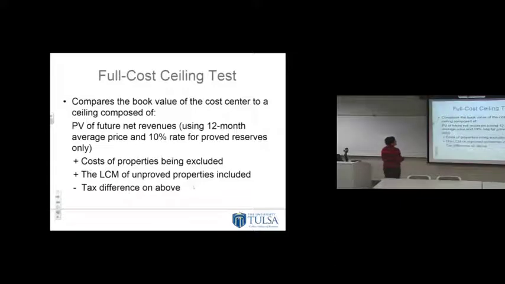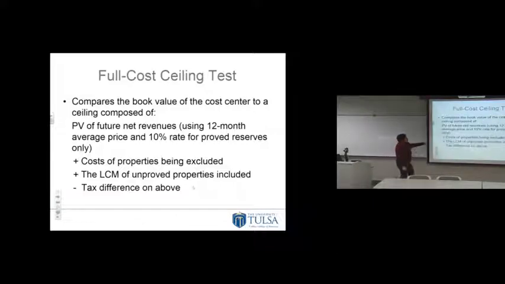So I've got to use that average price, and I cannot forecast any changes to that price. So when I get my future net revenues, I have to assume that average price that for this year is going to stay in effect forever. And I have to use a 10% discount rate. In today's world, 10% is kind of high. And I can only use proved reserves. Here, you cannot use any probable reserves, and I kind of had a choice to use that under successful efforts. I cannot include probable reserves here, so it's much stricter.